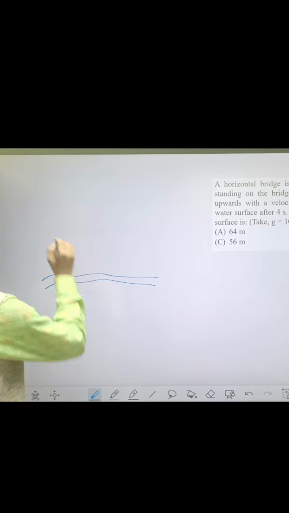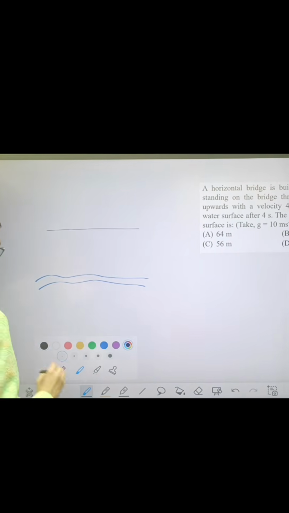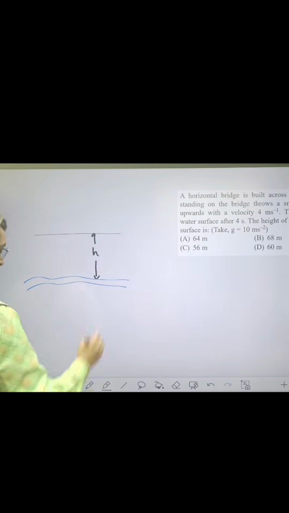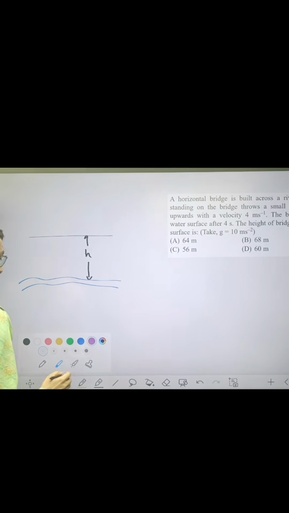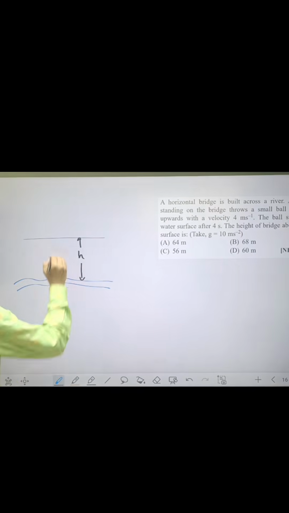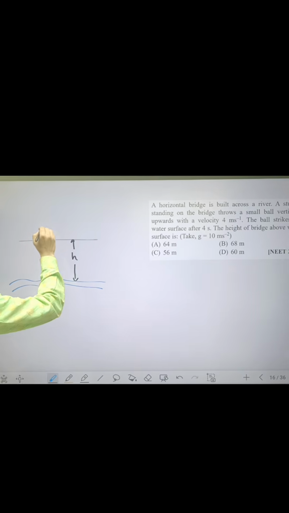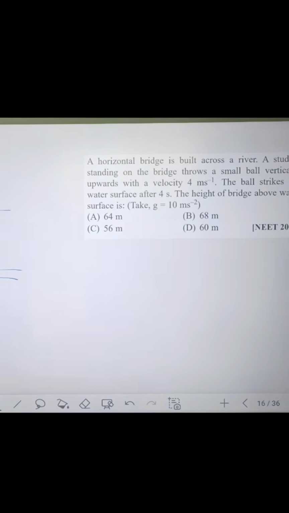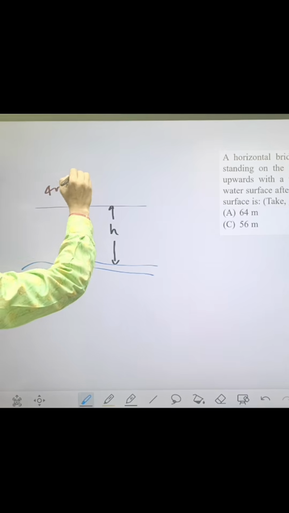Here we have the bridge like this. Let us suppose the height between this bridge and the surface of water is h. Now what happens? One ball is being thrown from this bridge with velocity 4 meters per second. So this is 4 meters per second.